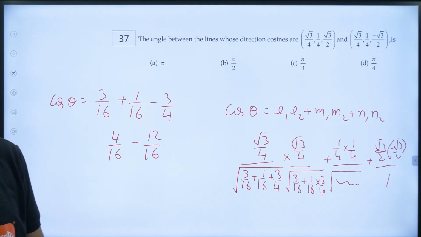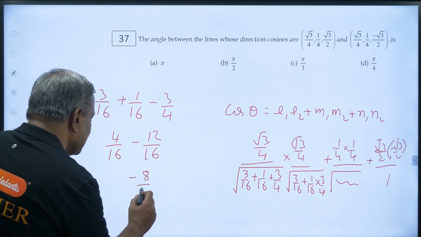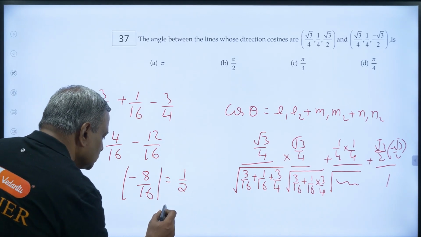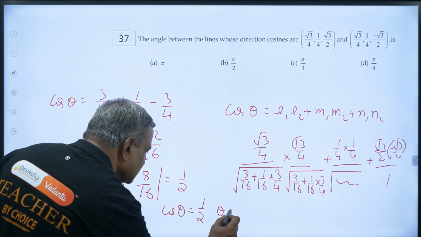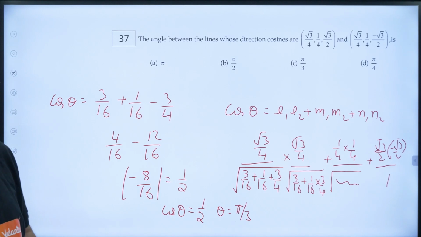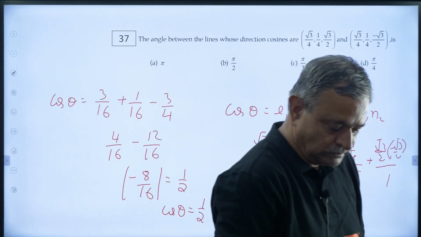So 3 by 16 plus 1 by 16 minus 3 by 4. This will give you minus 12 by 16. This is equal to minus 8 by 16. Because we take the modulus, this is equal to 1 by 2. So cos theta is equal to 1 by 2. It means theta is equal to pi by 3. Clear?